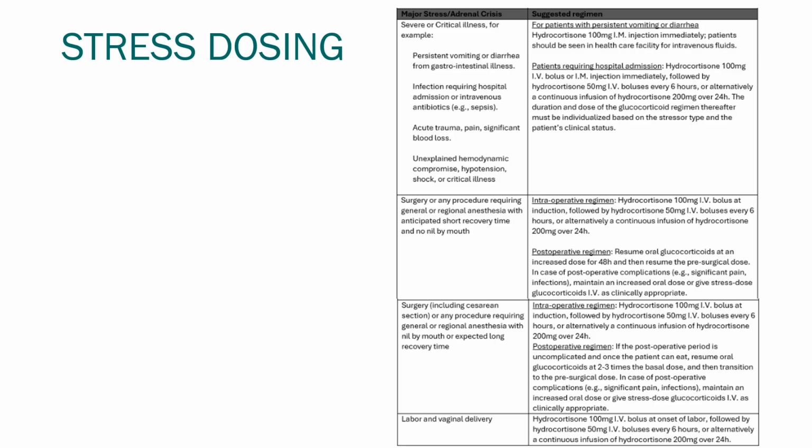So patients who are going to have a surgery or procedure that requires general anesthesia should get 100 milligrams of hydrocortisone IV at anesthesia induction, followed by hydrocortisone 50 milligrams every 6 hours afterwards. Post-operatively, patients can be switched to oral glucocorticoid as soon as they're able, usually within 48 hours or so, and they should have an increased dose of their glucocorticoids for the next couple of days. There are also some recommendations here when women are going to be having a cesarean section or going into labor and delivery.